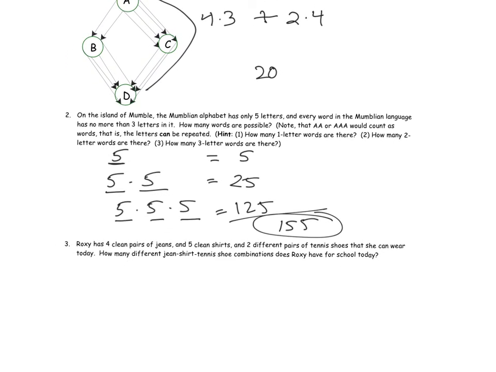Okay, another typical thing that you probably talked about in middle school is the number of different outfits. So 4 clean pairs of jeans, 5 clean shirts, and 2 different pairs of tennis shoes. How many different jean, shirt, tennis shoe combinations does Roxy have? This is very similar to the path problem. For each of the 4 pairs of jeans, I can have a choice of 5 different shirts to go with each of those, so times 5, and then 2 different pairs of shoes. So there are 40 total outfits.